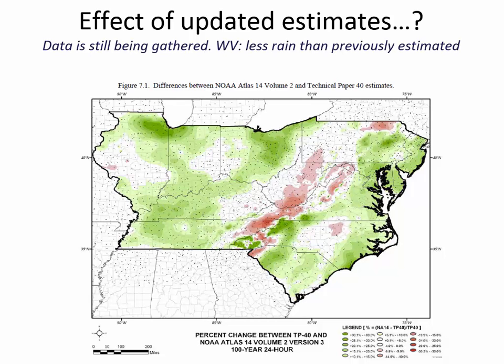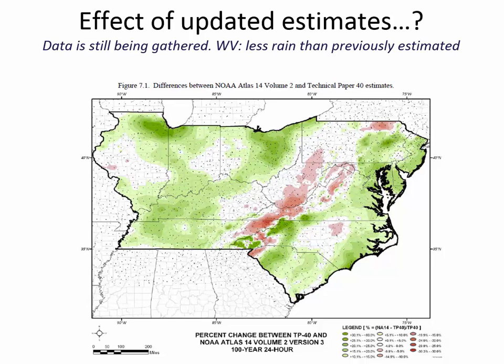Now the data is always being gathered. Even though we have this statistical analysis that's been done on old data, every 10 or 15 years they update their estimates based on the fact that we're always gathering more rainfall data. They did that a few years ago, and here is a comparison between what we're using now. It's called NOAA Atlas 14. That's the current model of how much rainfall there is as our design storms. And the old one was called TP40.